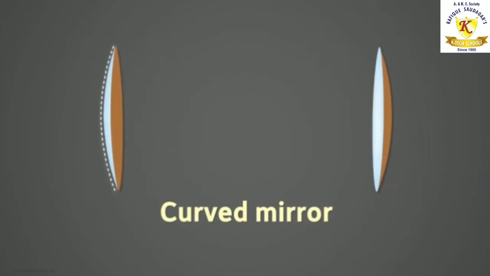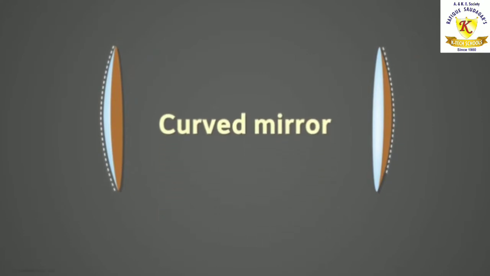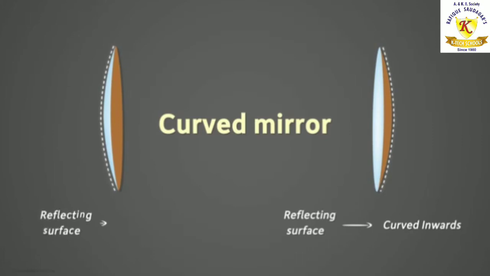Now children, what about this one? This is also a curved mirror. The difference between the two is that the reflecting surface of this mirror is curved inwards and the reflecting surface of this mirror is curved outwards.